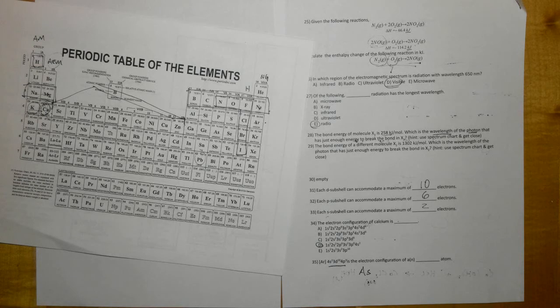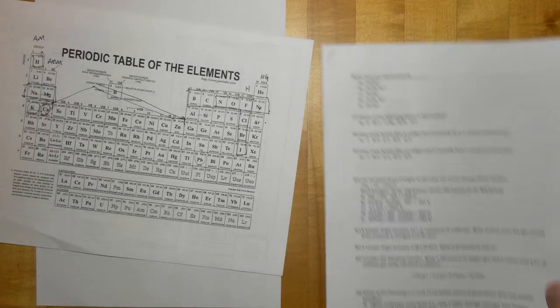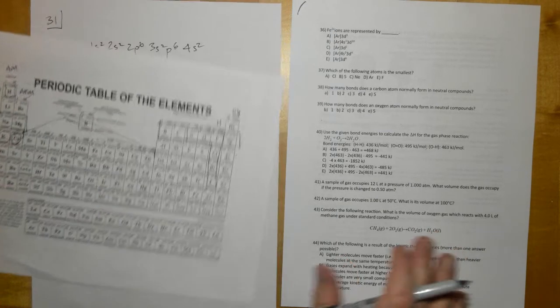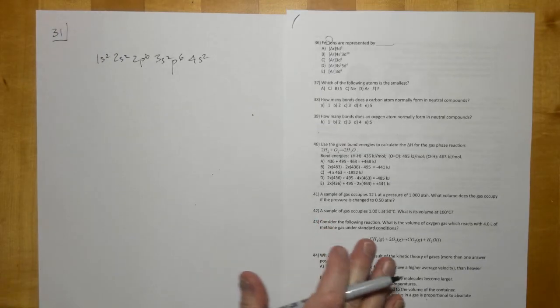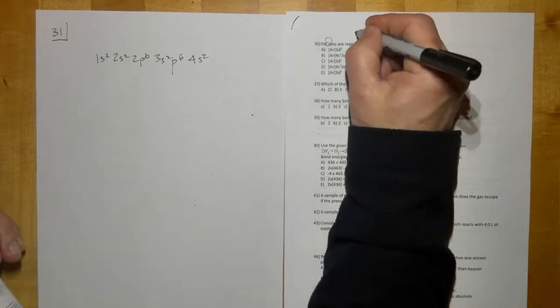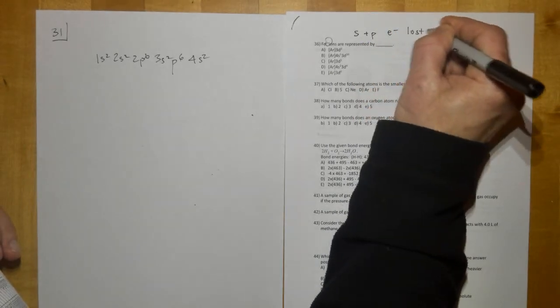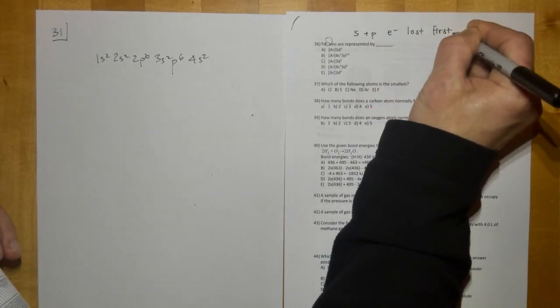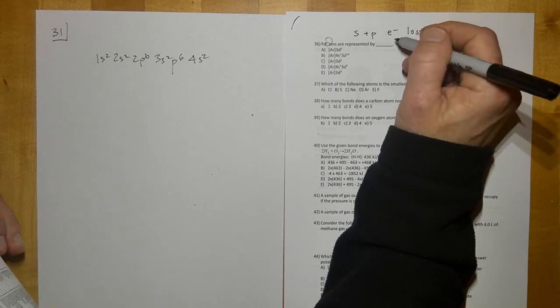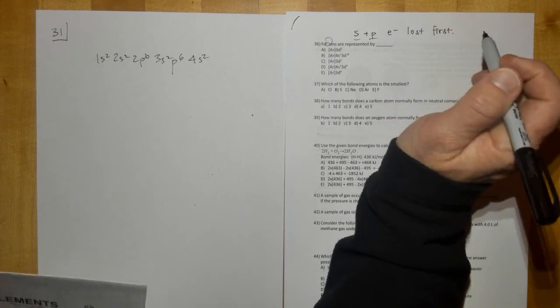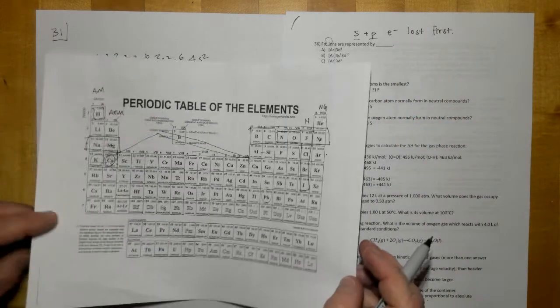Let's see, moving on to number 36. Fe plus 2 atoms are represented by, so you notice it's got a little plus 2, which means it has 2 fewer electrons than it would normally have. And remember, when it forms ions, it's always the S and P electrons that are lost first. Now, if you have no other choice, then you could start to take D electrons away. But the S and the P electrons are the valence electrons, so those are the ones lost first.